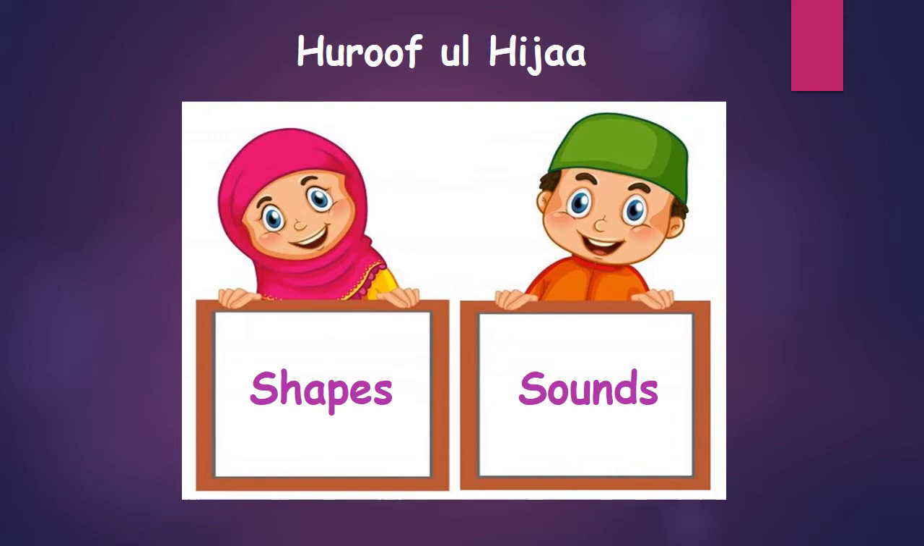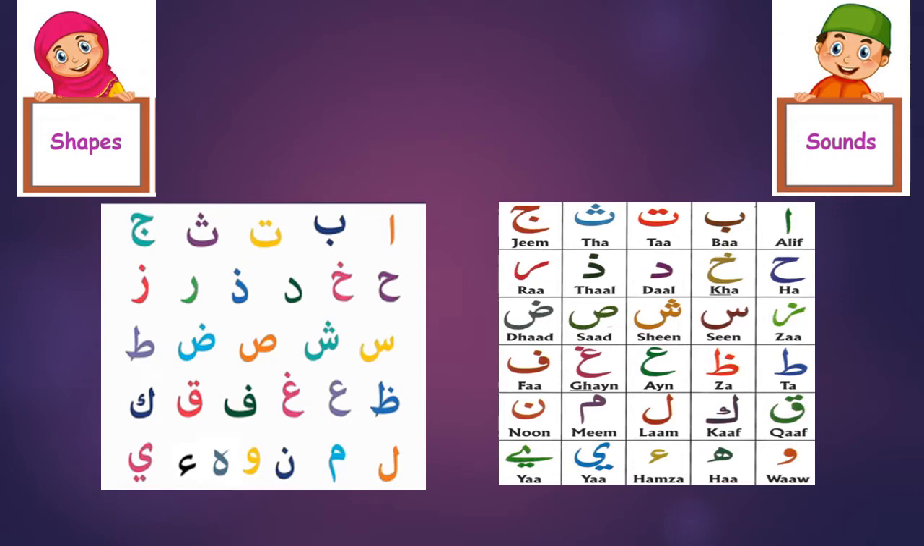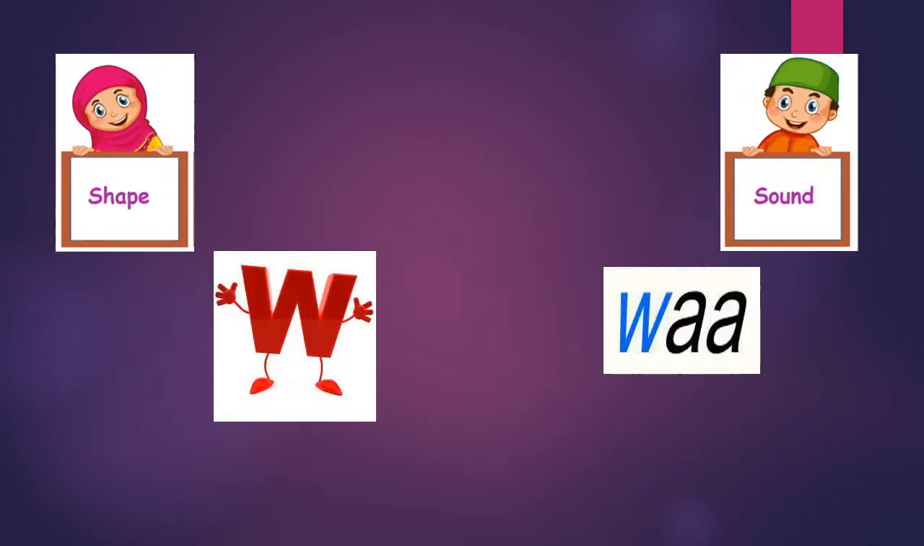Huroof al Hijaa have shapes and sounds. Every letter has a shape or name and a sound. You can see the shapes and the sounds. Like in English, W is a shape and W is the sound. W is the shape and W is the sound.